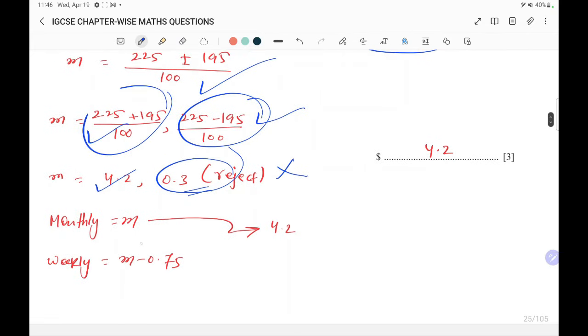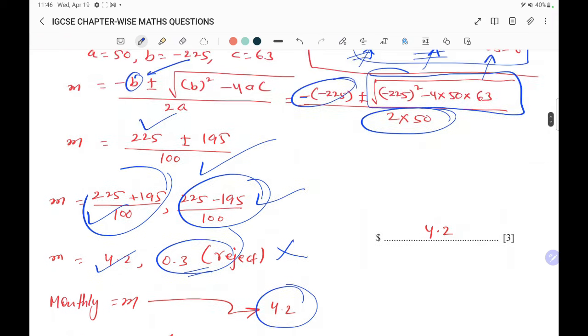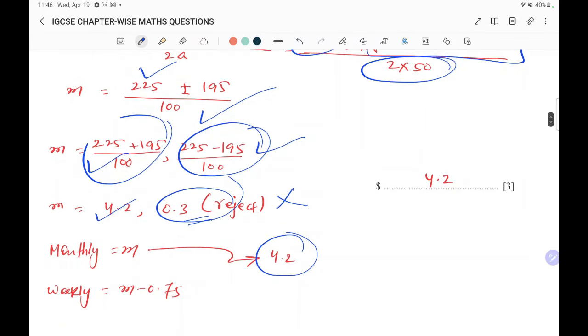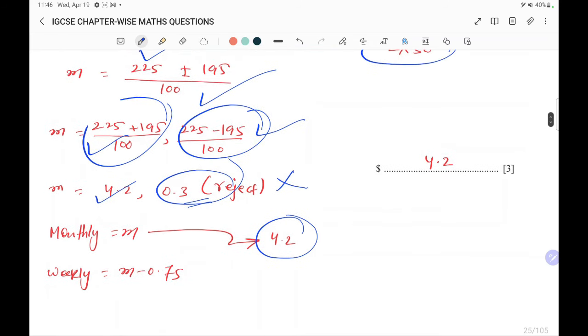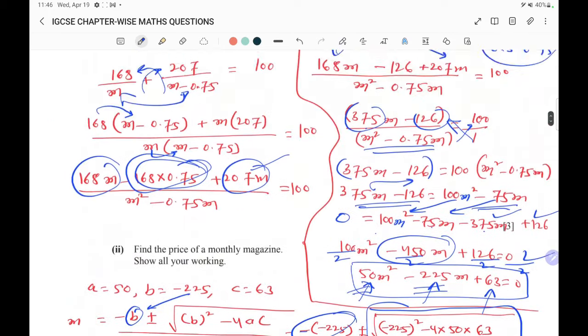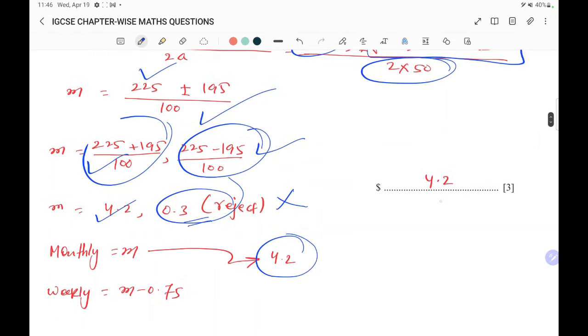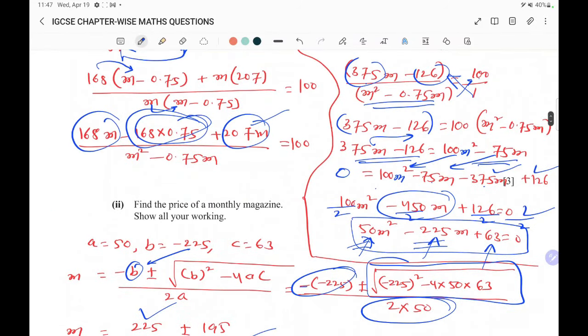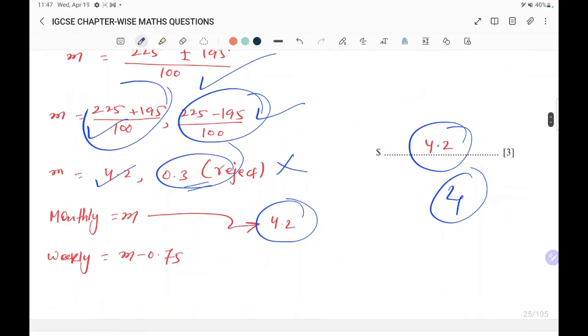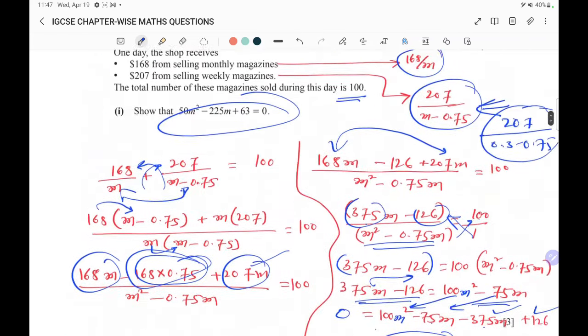Now M is 4.2, but the number of monthly magazines should be 4. So basically the answer should be 4, not 4.2, because the number of magazines should be an integer. But I checked the mark scheme, and over there it was written 4.2. If you write 4 also, it doesn't matter, you should get marks for that. Oh, the question is to find the price of the monthly magazine. Oh, sorry, then price can be 4.2, it doesn't matter, price can be 4.2, right? So it is price.